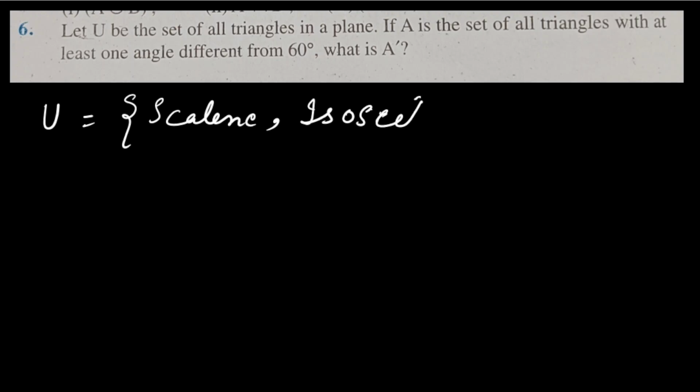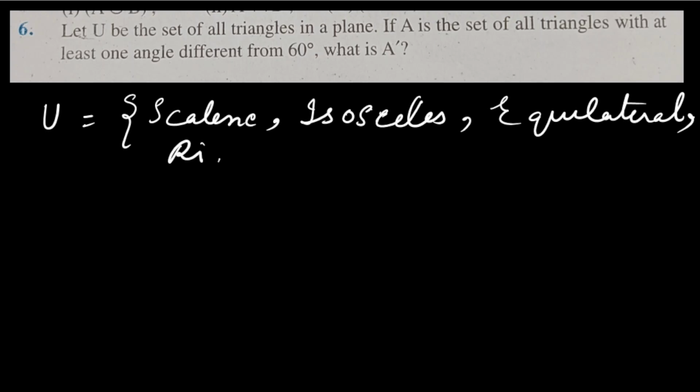Let's do the next question, which is question number 6. Question number 6 says, let U be the set of all triangles. So when I'm talking about all triangles, it means all types of triangles: scalene, isosceles, equilateral, right angled triangle. So all triangles will come.